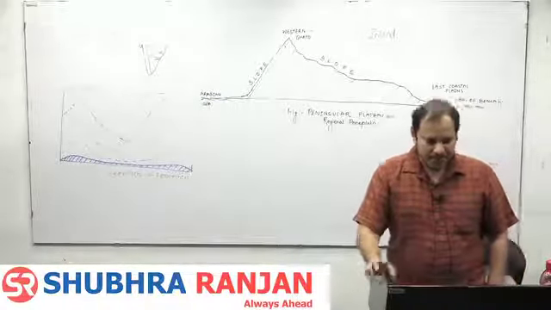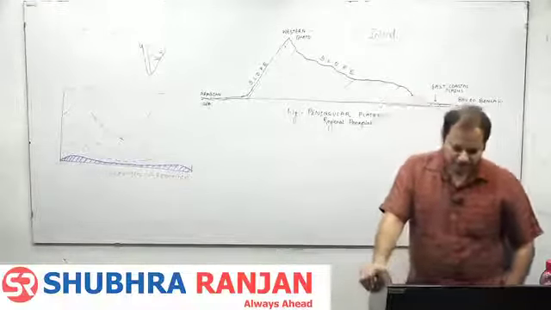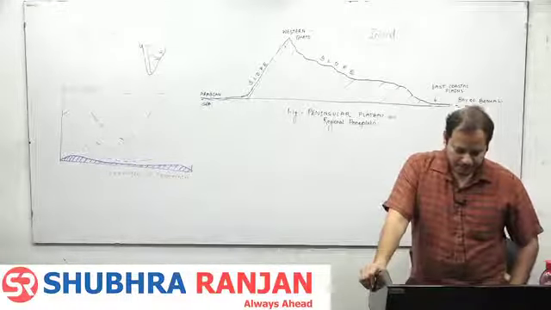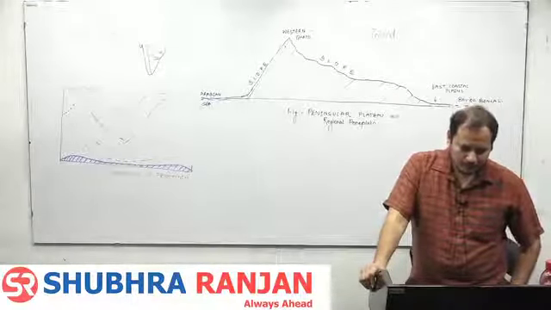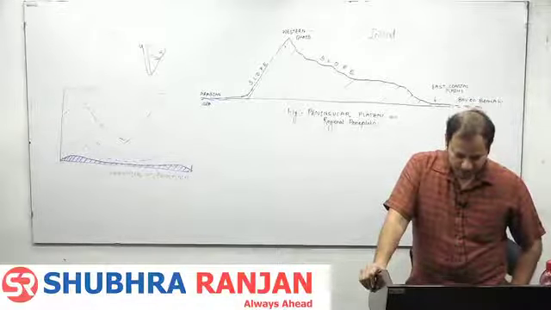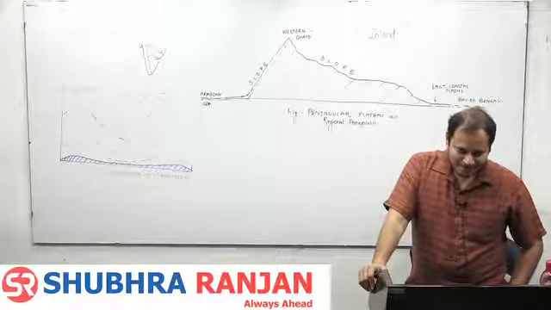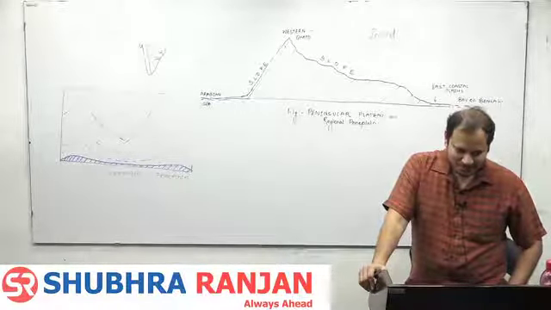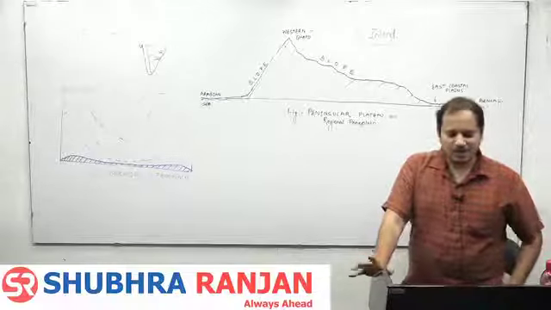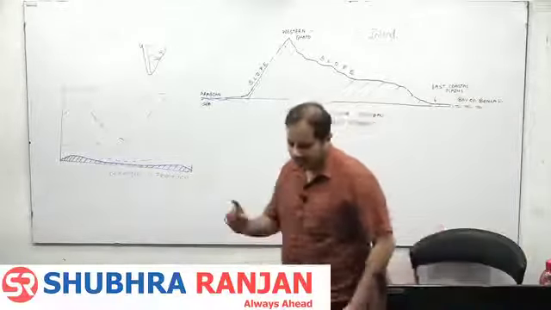Next, uplifted peneplains. वहाँ पे लिखना refer second cycle of erosion. That is our next topic. Right. So these are the three types of peneplains. We'll continue tomorrow then.